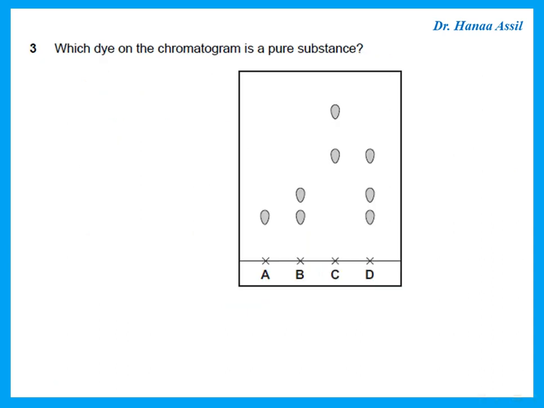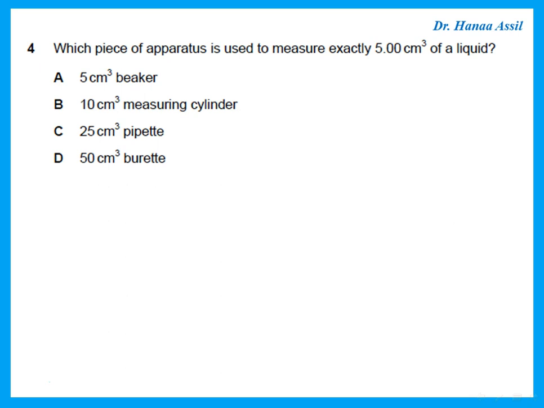Which dye on the chromatogram is a pure substance? We said to be pure, what happens? To be pure, it should give only one spot. So A gives one spot, but the others give more than one spot. That means they are not pure. They have more than one substance.